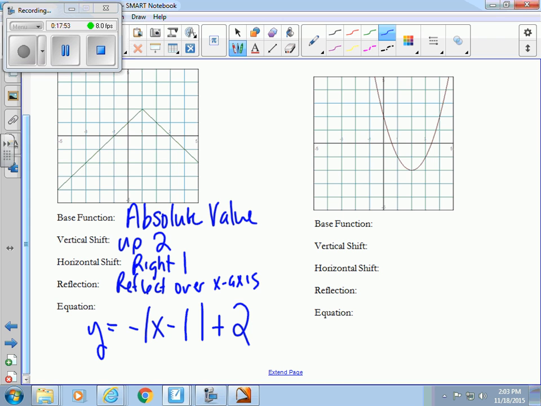What would make it be up instead of down? What would we have done wrong? There's no negative in front, so that would make it up instead of down. So you could graph it and see and adjust accordingly.